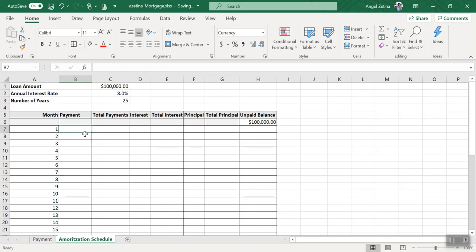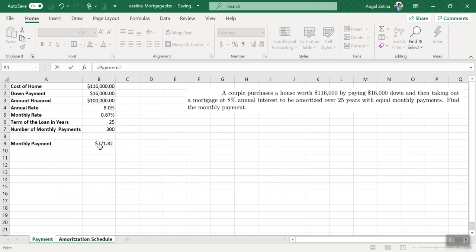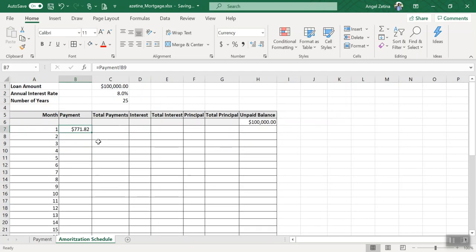We're going to now reference the payment that we had calculated earlier in a similar manner that we referenced the loan amount, the annual rate, and the number of years. So equals the monthly payment, and hit the check mark.